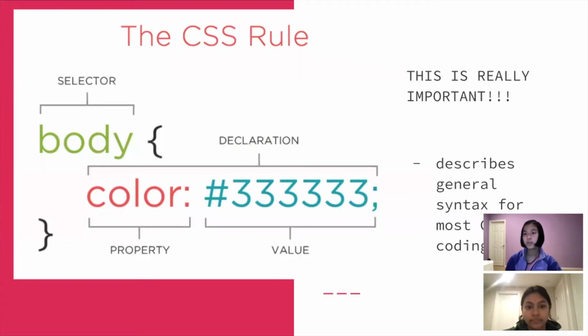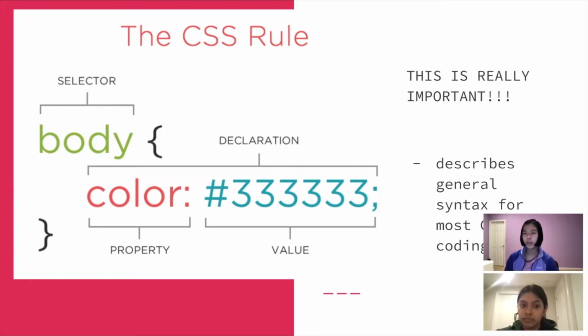So most CSS code follows this format. Basically, you have the selector, in this case the body, that tells the computer what this piece of code pertains to. Inside the curly braces, you can specify a property, in this case color, with a value, which in this case is the hexadecimal 333333, which is some dark grayish shade.